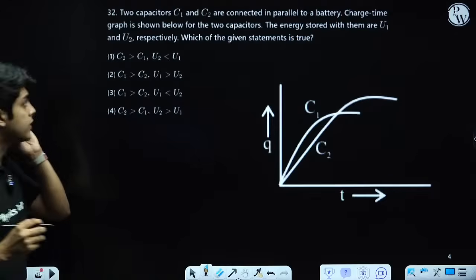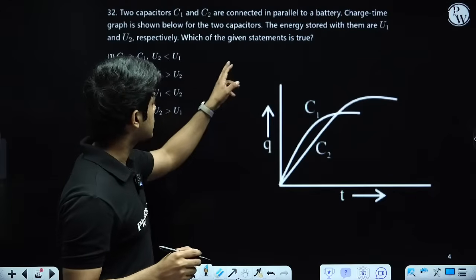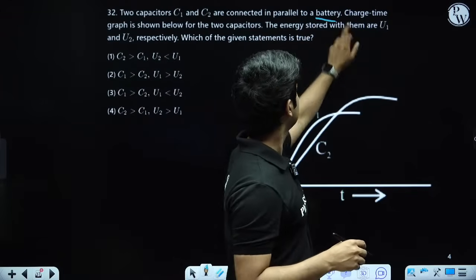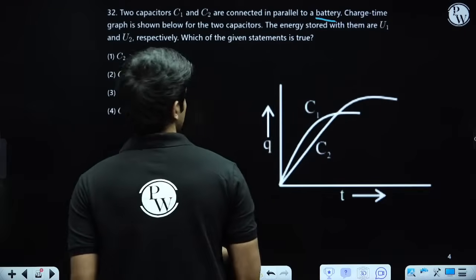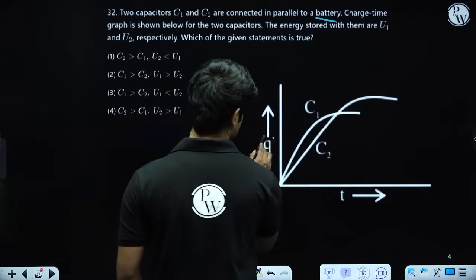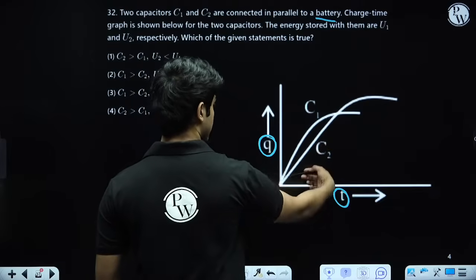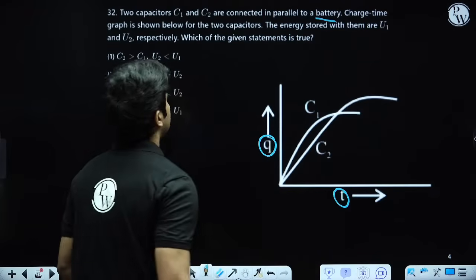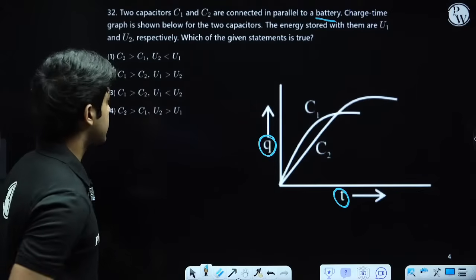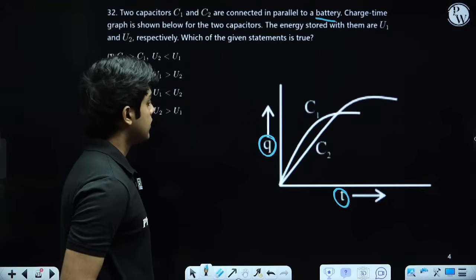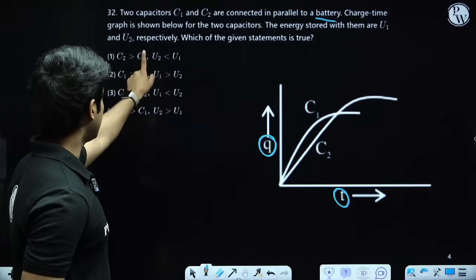Okay, so this is the next problem. We have two capacitors that are connected in parallel to a battery. A charge-time graph is shown for the two capacitors, so how much Q varies with time is given for the C1 capacitor and the C2 capacitor. The question is, which of the statements is true? We have to compare their energy stored and the capacitance.